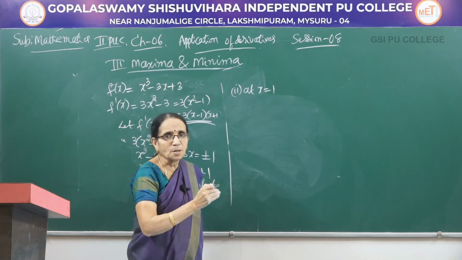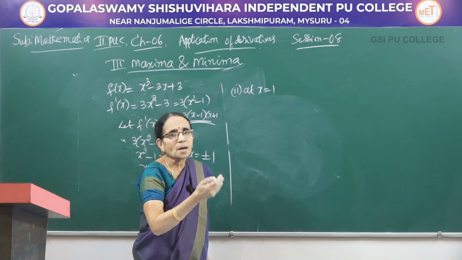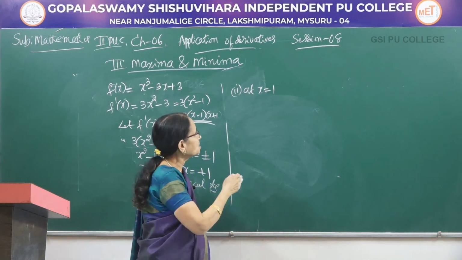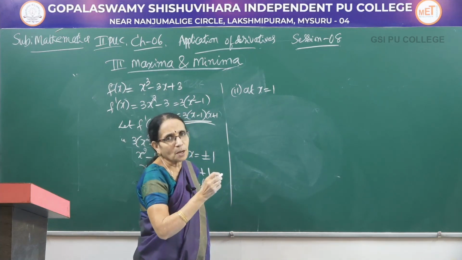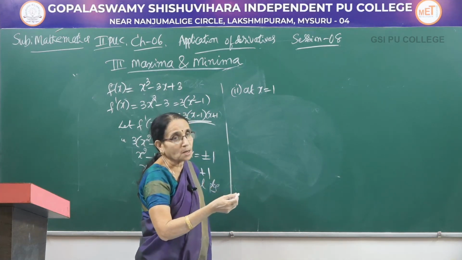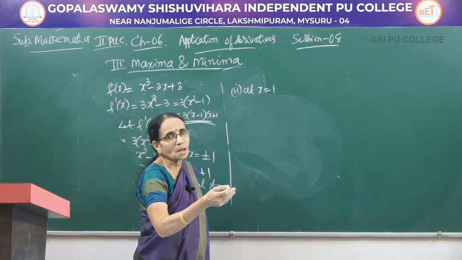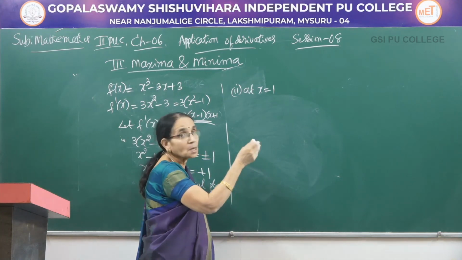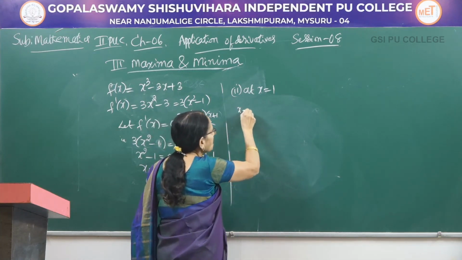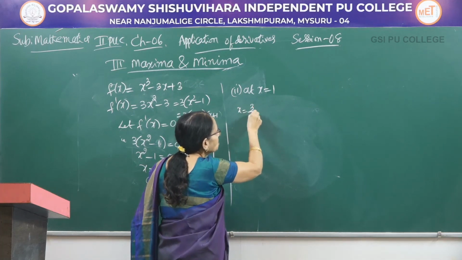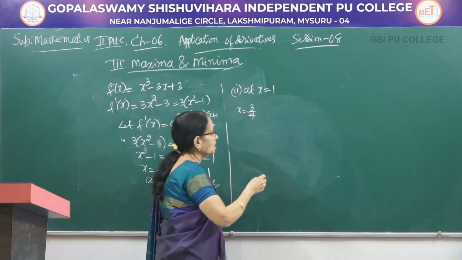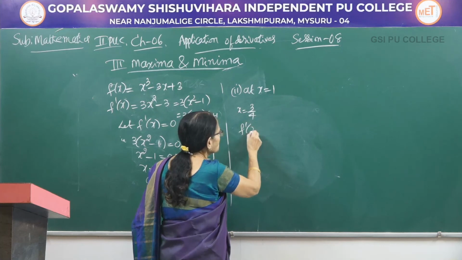Now, to the left of this, I give a value. To the right of it, I give a value. To the left, I can take 3 by 4. To the right, I can take 5 by 4, a smaller value, nearer to that one. Now, let me take x is equal to 3 by 4, which is slightly less than 1. What happens to f dash x here?